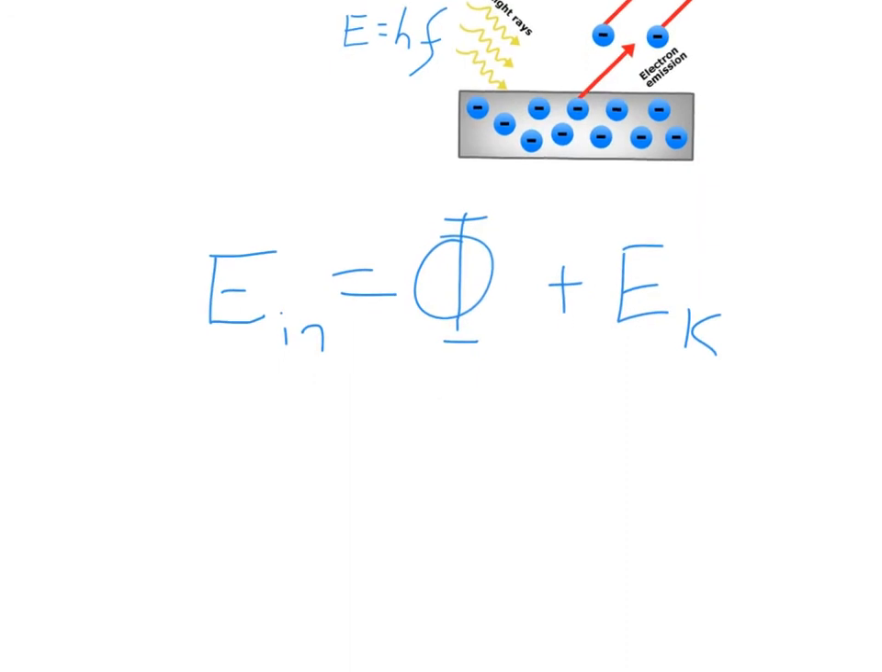Where it becomes a little bit more complex is that we have individual formulas for each of these that we might be asked to use to sub in and find the value for the work function, for example, or for the kinetic energy afterwards. So I'm going to go through each of those formulas now.